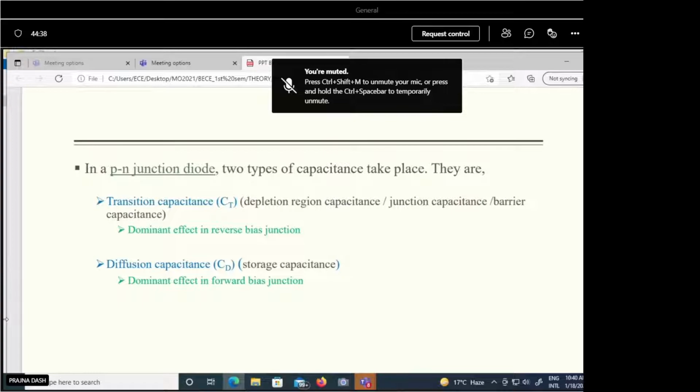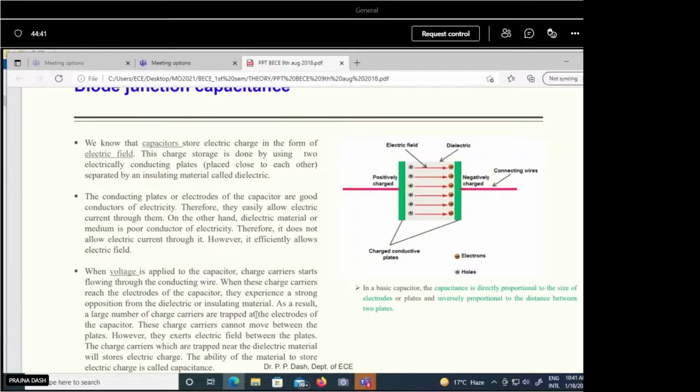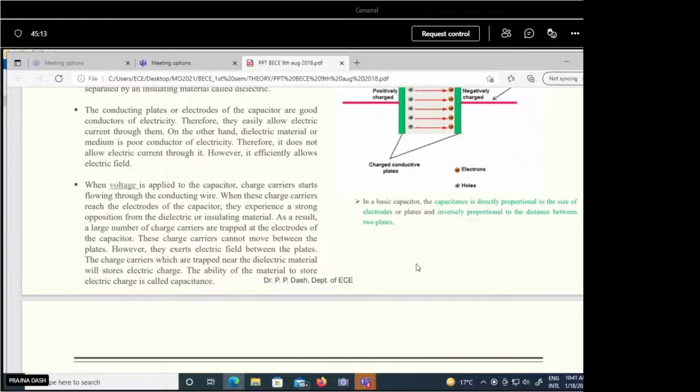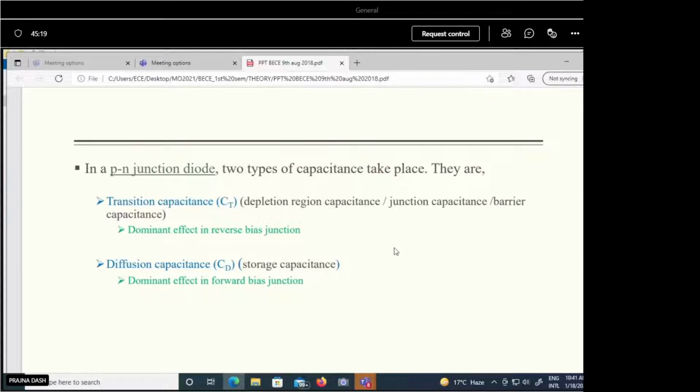In case of a diode, where does the capacitance come in? What is the function of a capacitor, known to all of you? A capacitor stores electric charge in the form of an electric field. That is the basic concept of a capacitor. In a diode, the capacitor is not physically present, but the capacitive effect is there. You just go through the slide. We will discuss it in the next class.